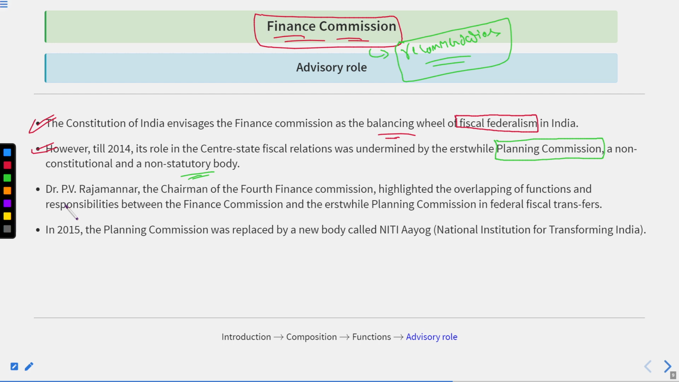And they decide whether the resources must be employed or not. So there is Dr. P.V. Rajamannar again, who was the chairperson of the 4th Finance Commission. He highlighted the overlapping of functions and responsibilities between the Finance Commission and the erstwhile Planning Commission in federal fiscal transfers. In 2015, the Planning Commission was replaced by a new body called the Niti Aayog, in full form known as the National Institution for Transforming India.